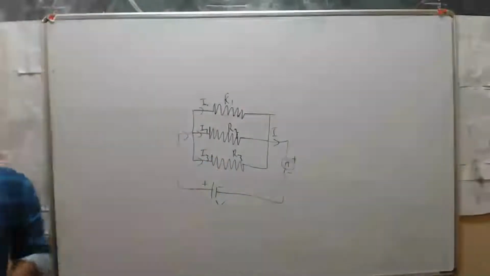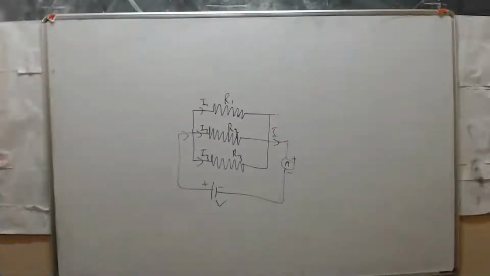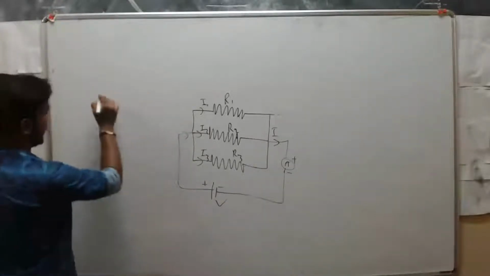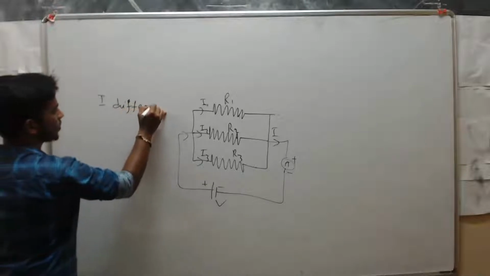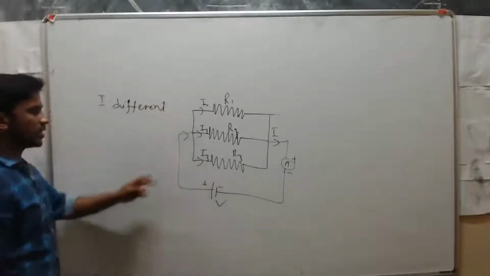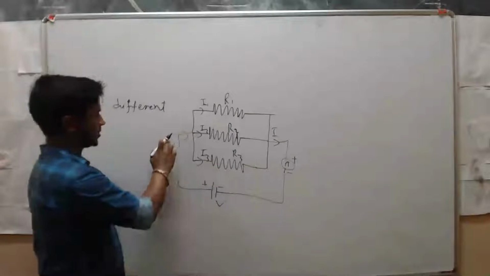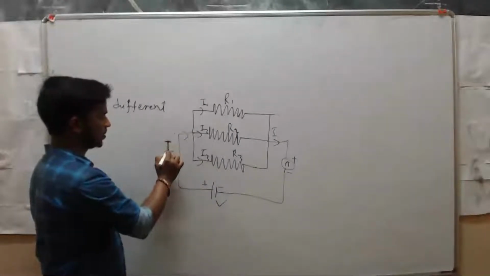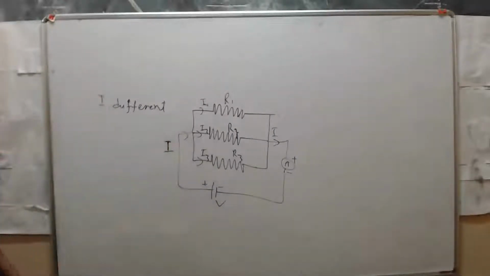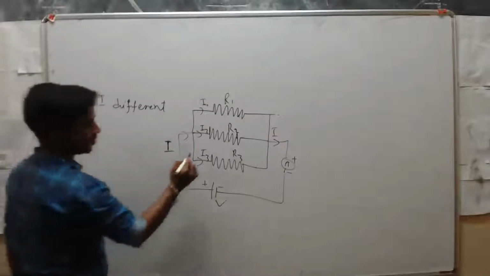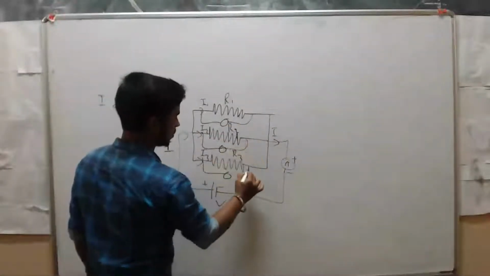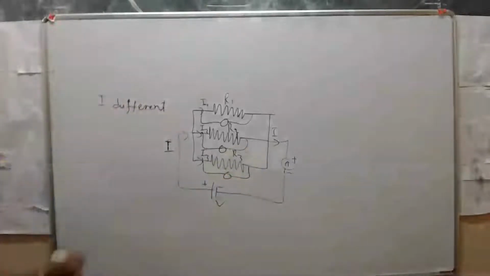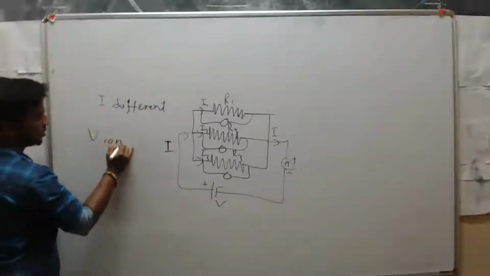Now consider the circuit. Here the resistors are connected in parallel. Current is different. Why? Because here current divides into branch currents. So current is different. Then what about voltage? See, voltage across here or here or here, voltage is constant.